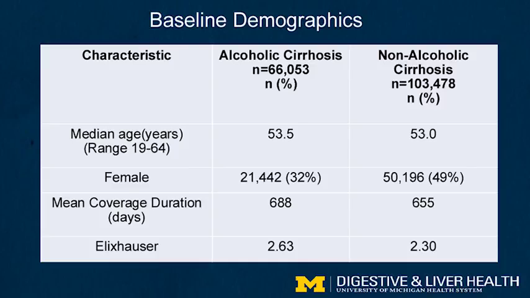The women, there were about a third of the alcoholic cirrhosis patients as compared to about 50% of those patients who did not have it. They had long-term coverage, so we had a lot of data in terms of their coverage. And Elixhauser is a comorbidity score to detect how sick someone is in another sense, how many other comorbidities they have. And alcoholic cirrhosis patients tended to be slightly sicker than non-alcoholic.